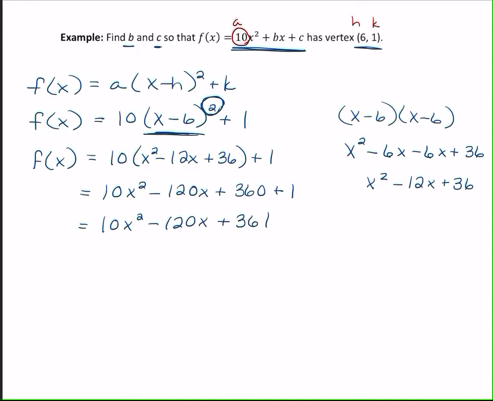And now you have your form in general form, and the negative 120 is your B, and the positive 361 is your C. And like I said, the homework videos show a slightly different method, and it's fine either way you want to look at it. You can use that method or my method. You will get the same answer.